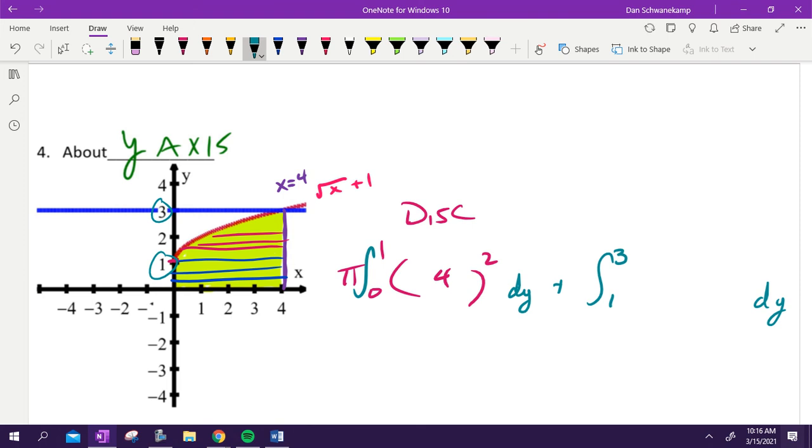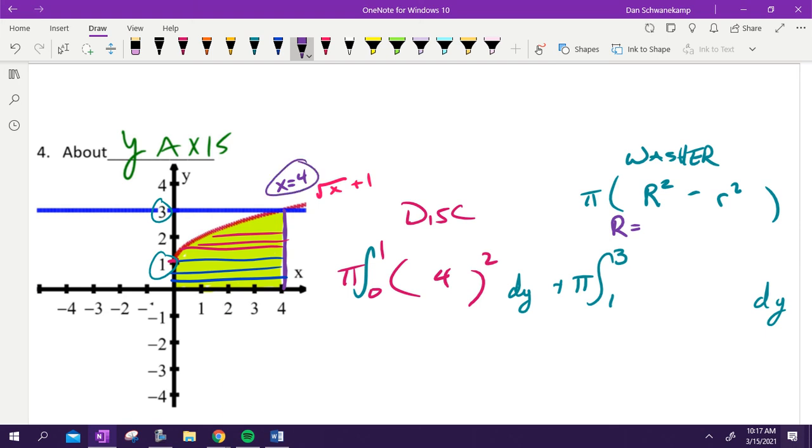Is the second part a disk or a washer? Is there a space? There is a space, so it's a washer problem. If it's a washer, it is pi times big R squared minus little r squared. That is where we're making our mistake. We throw our pi out in front. We're going to find our big radius. That is the outside line minus the line you're revolving around. So the outside line for the second part is 4 minus the line we're revolving around, which is just 0. So it's just 4. That's my big radius.